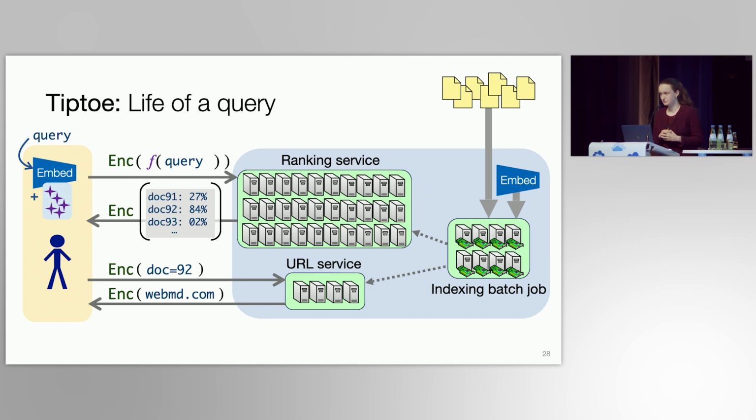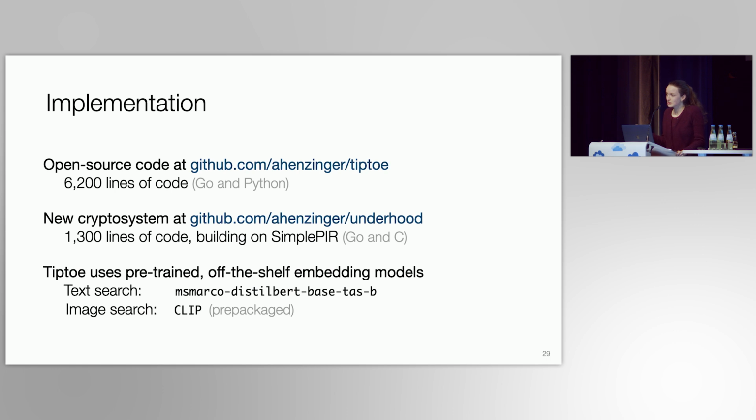Then, at query time, our user can use its local embedding model and its local list of cluster centroids to interact with the ranking service and obtain the encrypted relevance scores of a number of documents, exactly as we just saw. And then finally, our user is going to interact with the URL service to privately fetch URLs. This URL service uses many of the same techniques under the hood, but it's simpler because there's no ranking going on. We implemented Tiptoe, and you can find our code open sourced online.